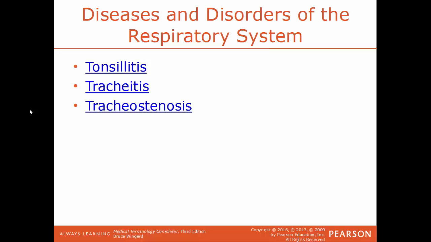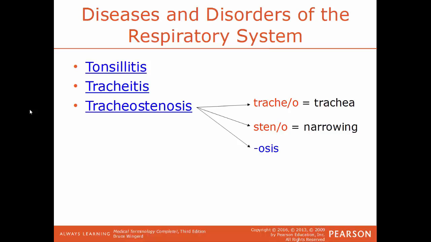So to break down that term, of course, tracheo means trachea. Steno means a narrowing or a constriction of, and osis, a condition. So this describes a condition of a narrowing of the trachea.